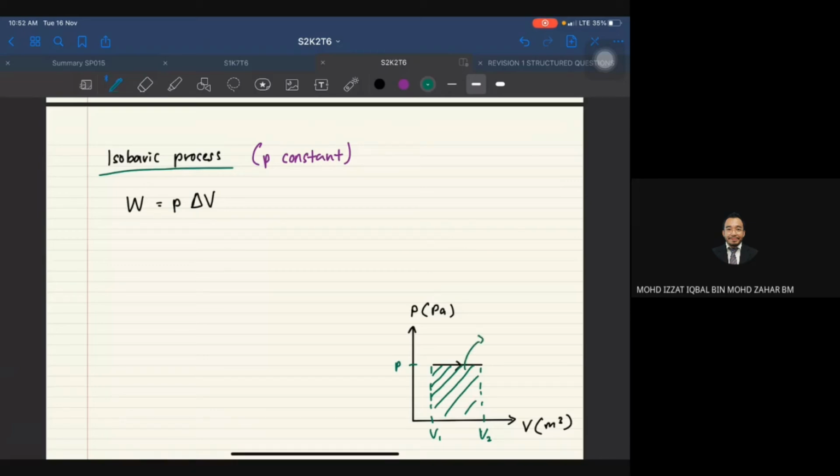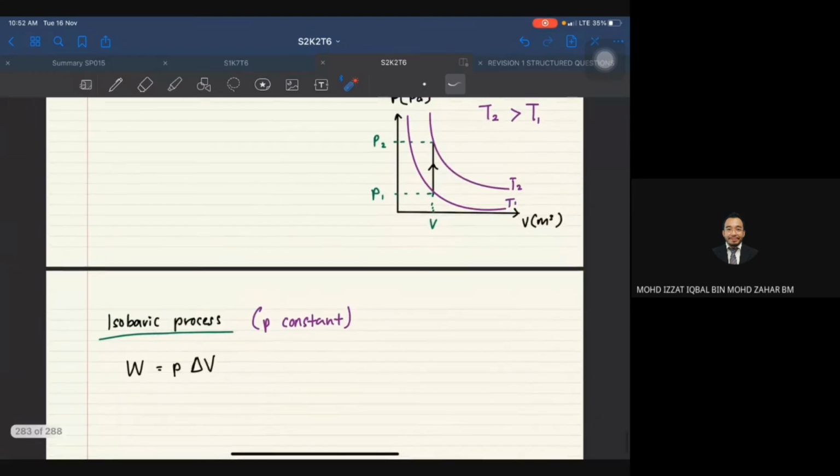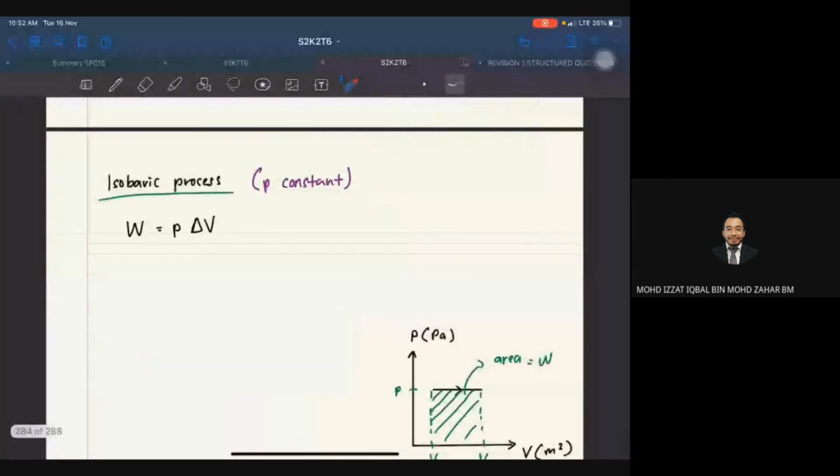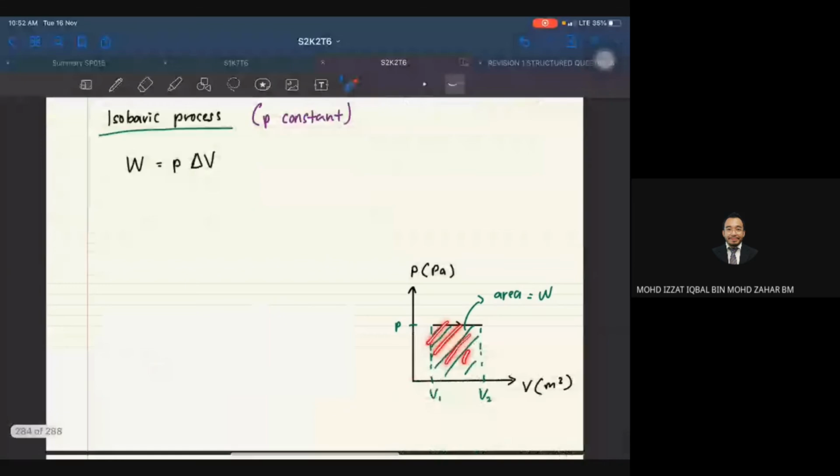It's a square. Area sama dengan work. Okay, since this is simply a square, so difference delta V multiply with the P, you will get work. That's why this is the formula that you use. So the work equation ni semuanya actually datang daripada area under the graph. Okay, so macam yang ni dia tak ada area under the graph, so that's why the work is equals to 0. But this one, since you have the area under the graph, then work equals to P delta V.